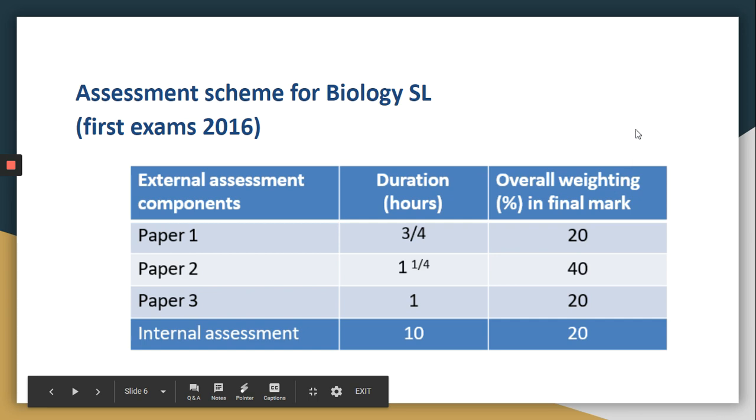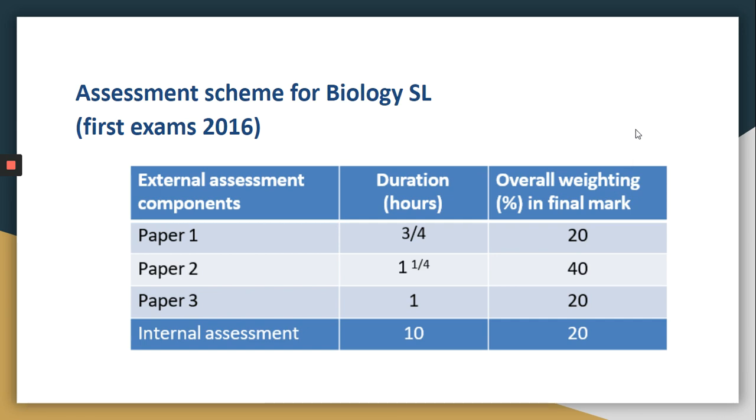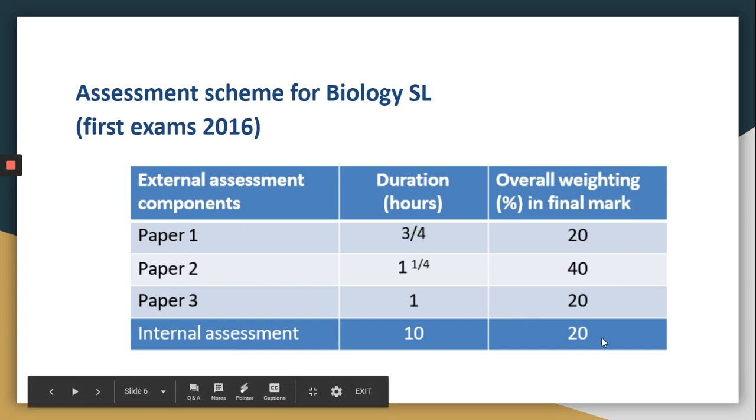What about the assessment scheme for biology? As you can see on the screen, SL students have paper 1, 2, and 3, and the overall weighting is 20% for paper 1, 40% for paper 2, and 20% for paper 3. So there are 3 different types of papers. The internal assessment is 20% at the end.